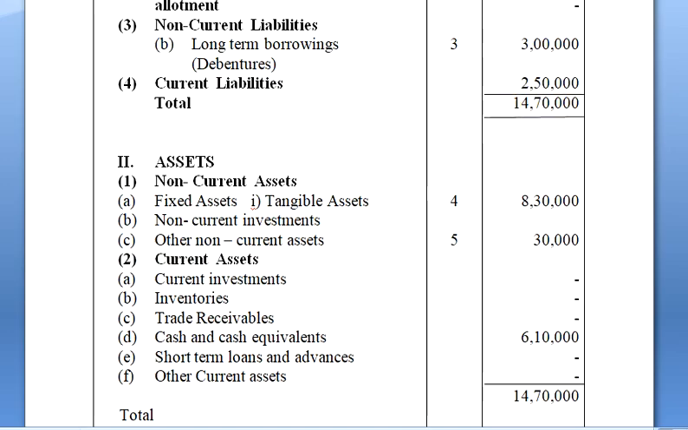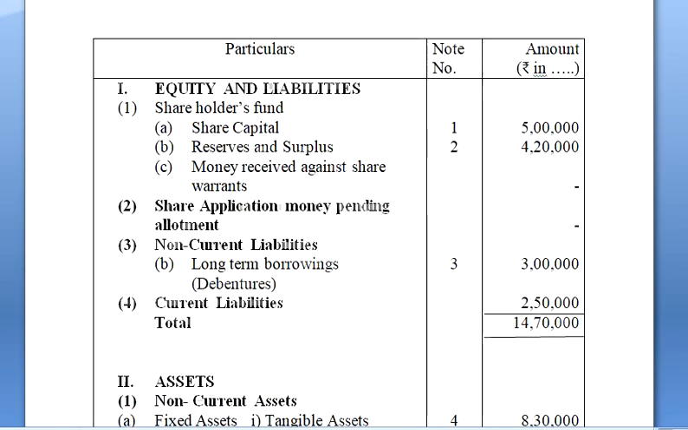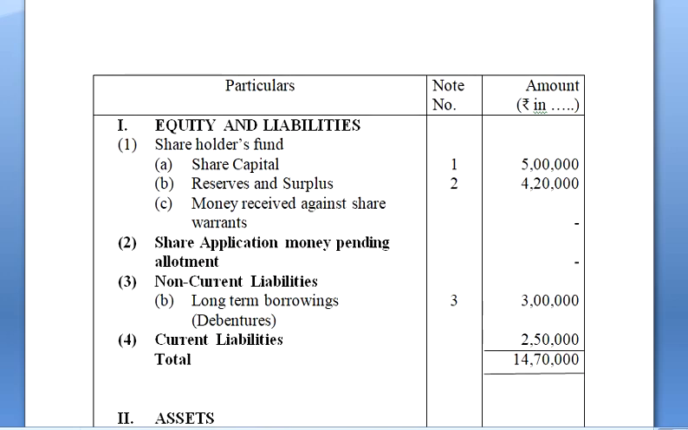Overall balance it becomes how much in the liability side, equities and liabilities, 14,70,000. How we got that 14,70,000 means shareholders fund, under that share capital note number 1 5 lakhs, reserves and surplus note number 2 4,20,000. Money received against share warrants is nil, share application money pending allotment is nil. Non-current liabilities only we have long-term borrowings debentures, that is of 3 lakhs, note number 3. Current liabilities 2,50,000 directly they are given, so overall it becomes 14,70,000 my dear students.